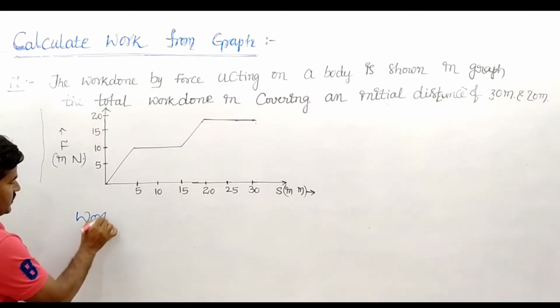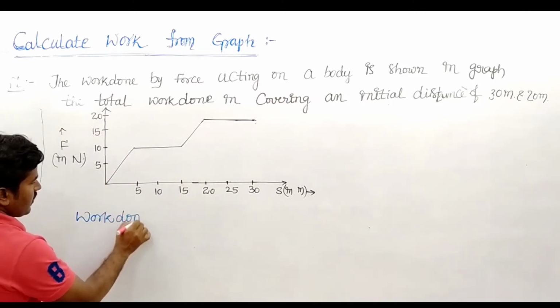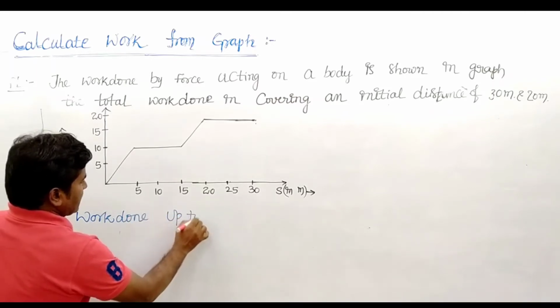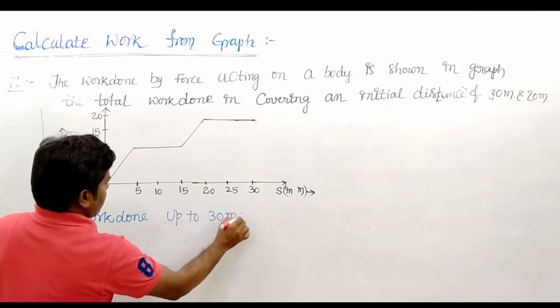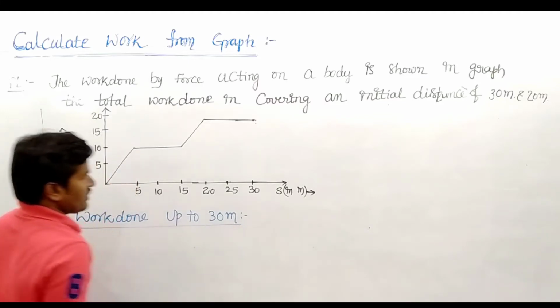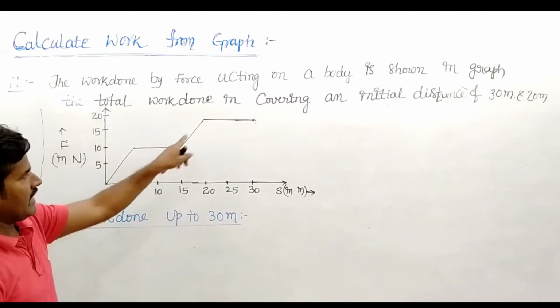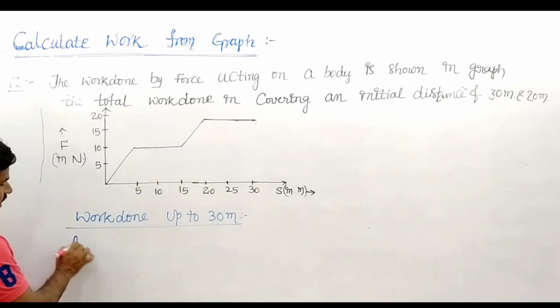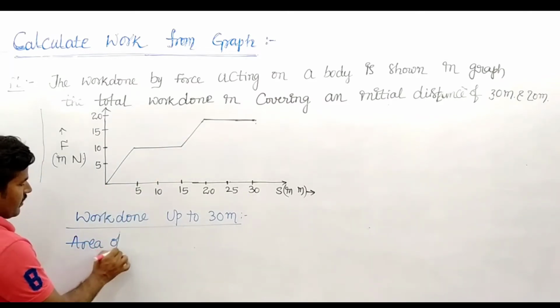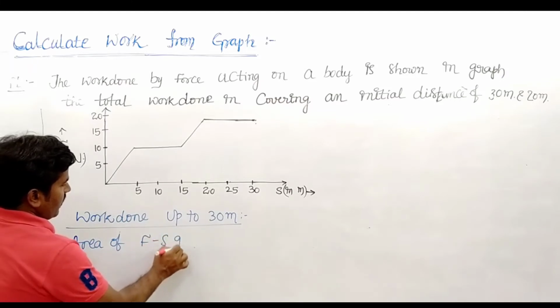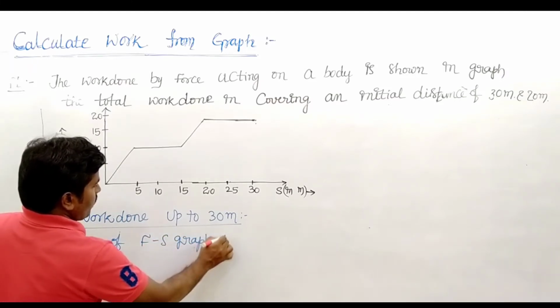So the work done up to 30 meters distance, we find using the area of this graph. The area of the F-s graph is the work done.